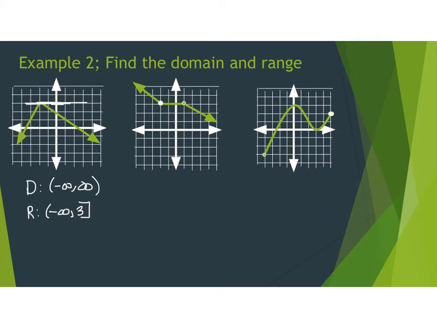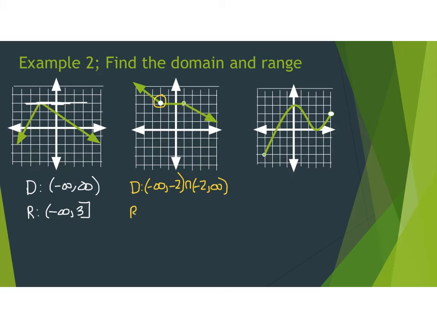Next one, we're going left and right forever. However, there is one opening right here that does not have a point accounted for. It's an open circle. So my domain would go from negative infinity up to, but not including, negative 2. And then we're going to pick it back up at negative 2, but not including that negative 2. And then we're going to go up forever, because this point is actually filled in, so it counts on the graph. So we're going up to positive infinity.